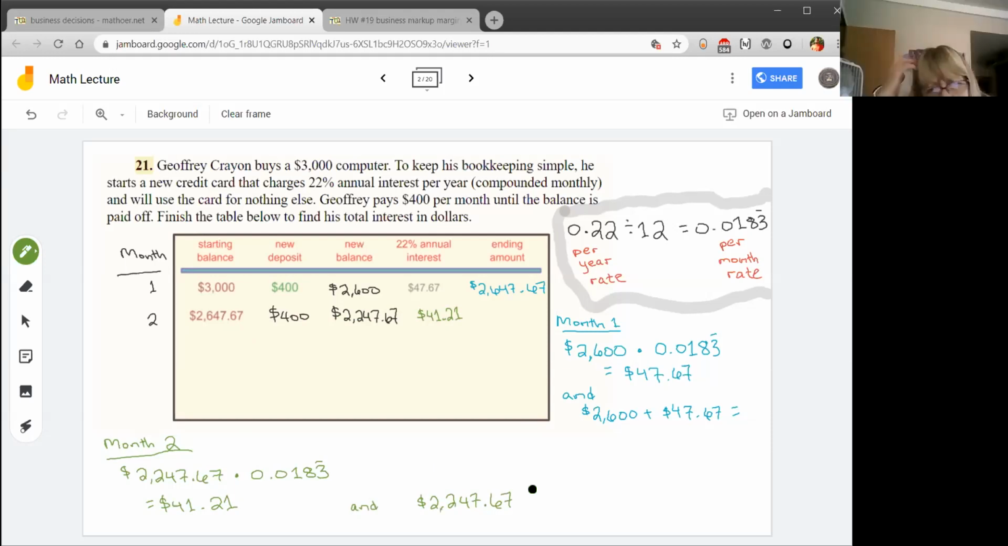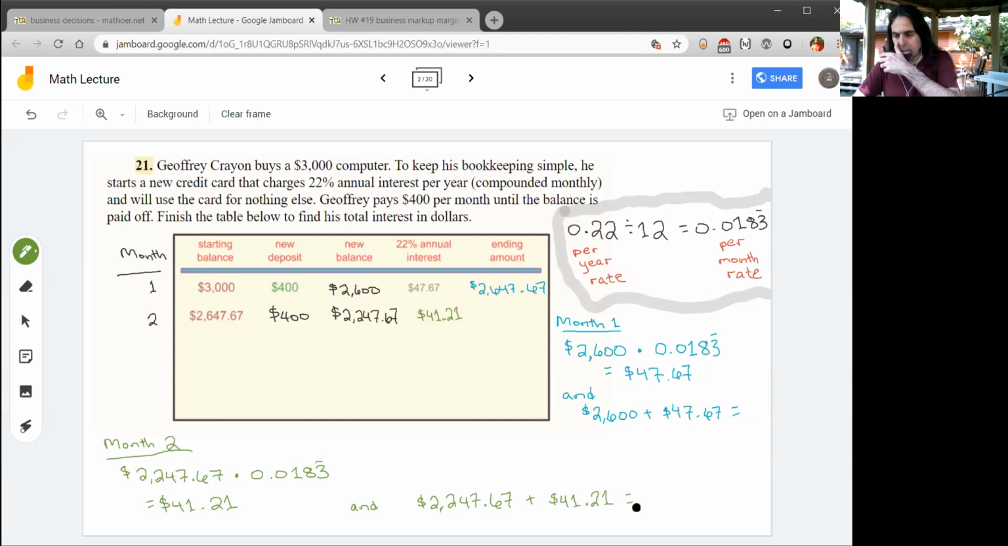$13. I'm getting 41.13, let's see, 2247.67 times 0.018. And I put in lots of threes. Yeah, I think you didn't put in lots of threes. That's what it is.